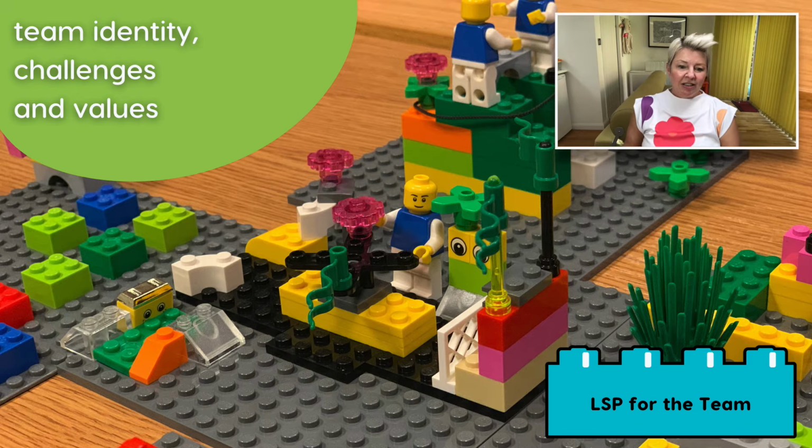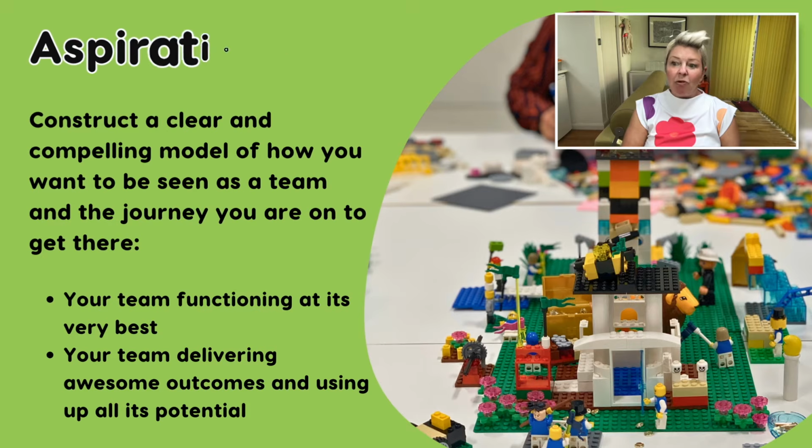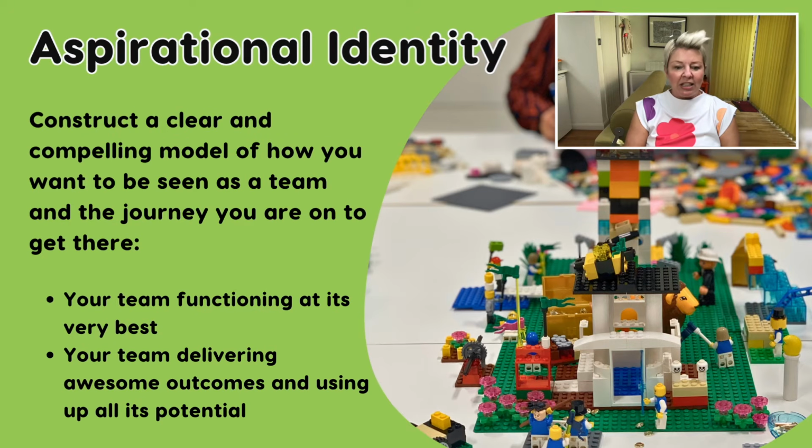So similarly to the individual model, which was looking at personal identity, you might look at team identity. And so you might look at a model that represents where you are now, your current team values, or you might have something like this, aspirational identity. So this is a bit more like, where are you heading as a team? Construct a clear and compelling model of how you would want to be seen as a team and the journey that you're on to get there. So what's your team like when it's functioning at its very best? When it's delivering awesome outcomes and using up all of its potential?